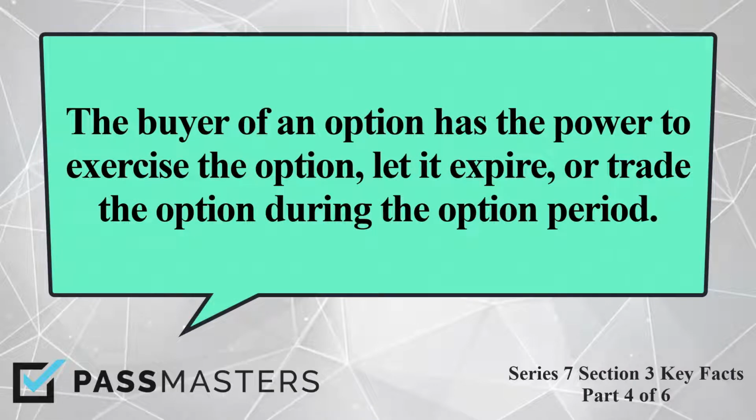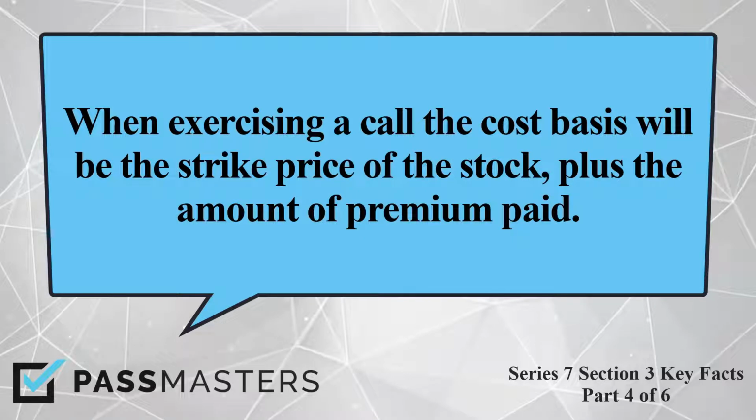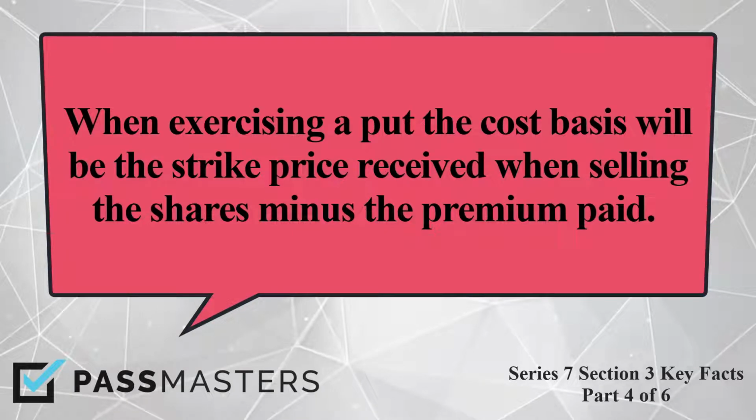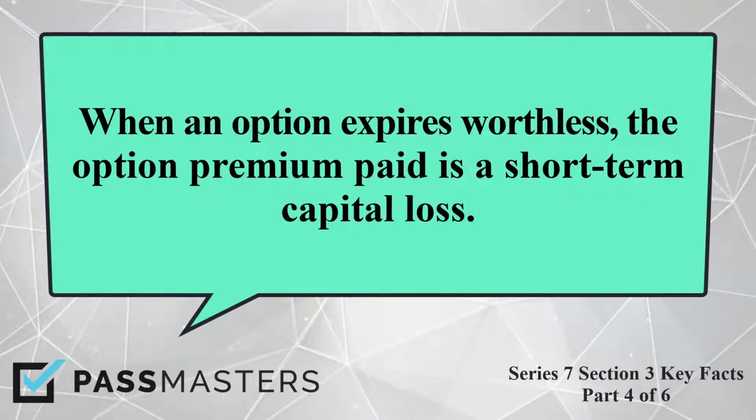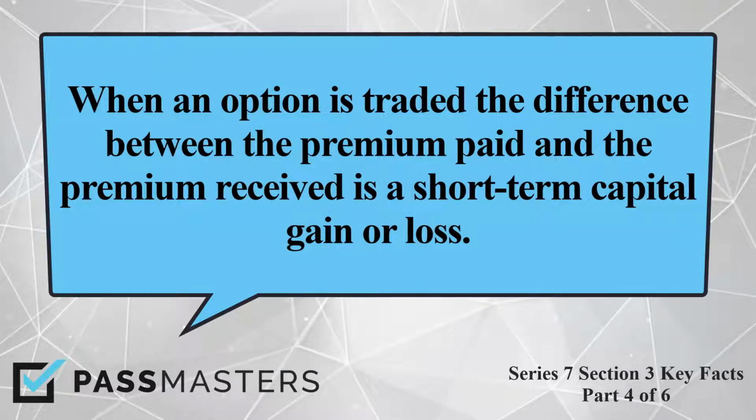The buyer of an option has the power to exercise the option, let it expire, or trade the option during the option period. When exercising a call, the cost basis will be the strike price of the stock plus the amount of premium paid. When exercising a put, the cost basis will be the strike price received when selling the shares minus the premium paid. When an option expires worthless, the option premium paid is a short-term capital loss.